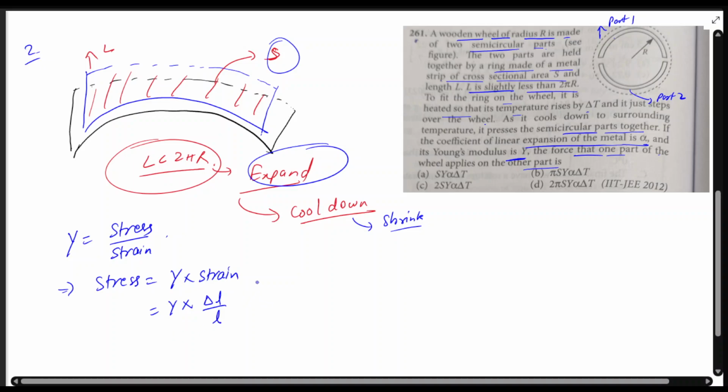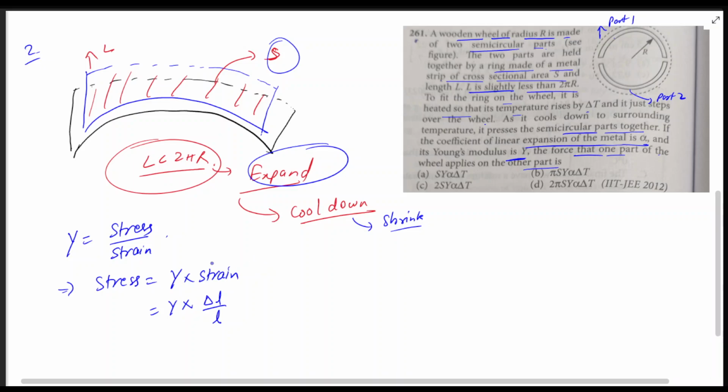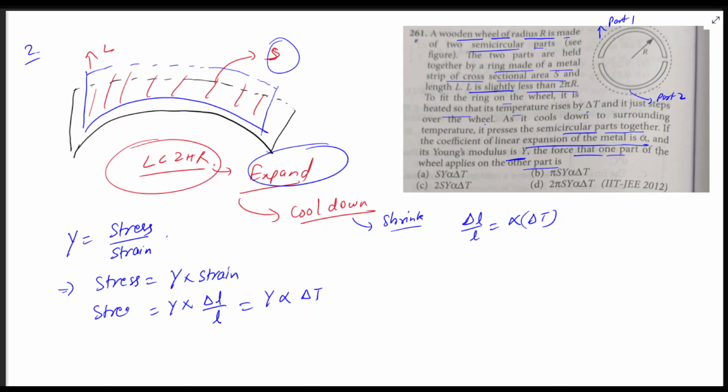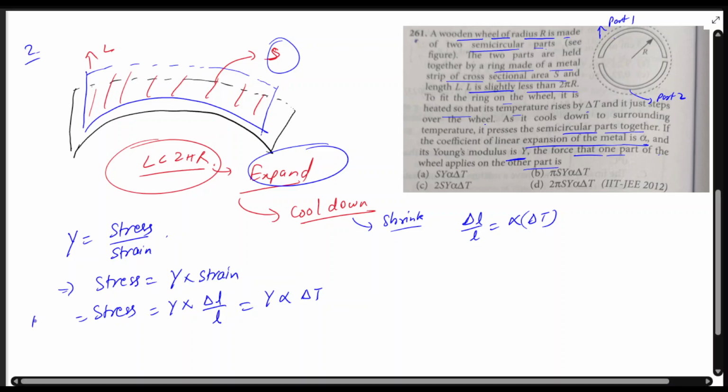Delta L by L. Now, how do we find delta L? We'll use the coefficient of linear expansion. So delta L by L will be equal to alpha delta T. So Y alpha delta T will be our stress. Stress is like a pressure, which is force per unit area.